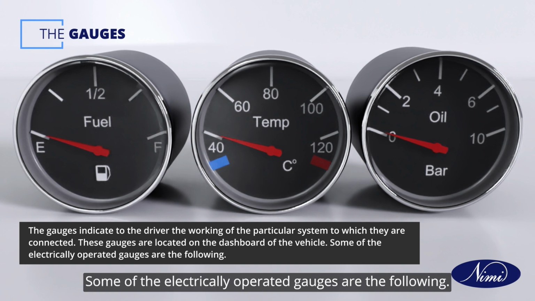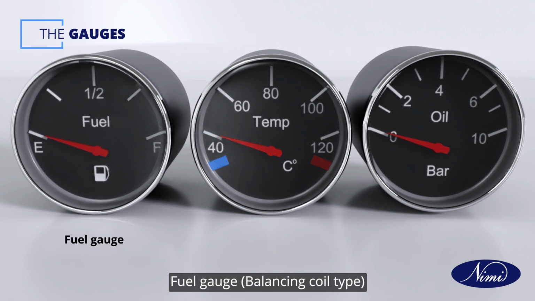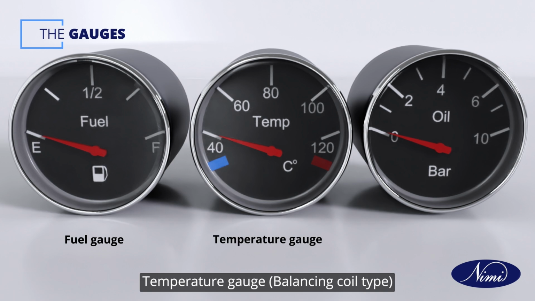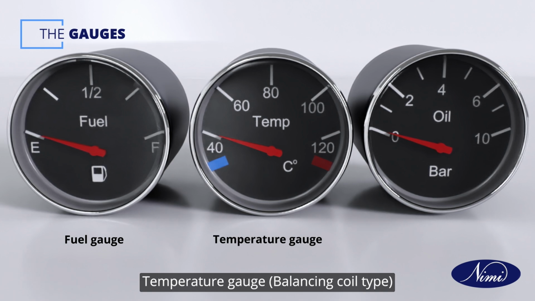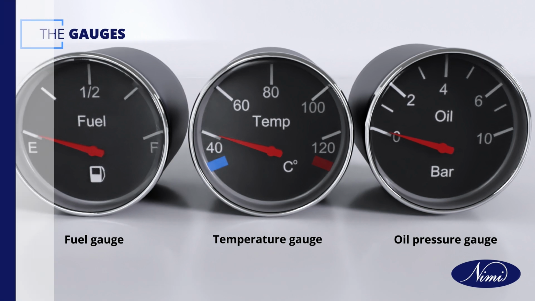Some of the electrically operated gauges are the following: fuel gauge, balancing coil type; temperature gauge, balancing coil type; oil pressure gauge, balancing coil type.